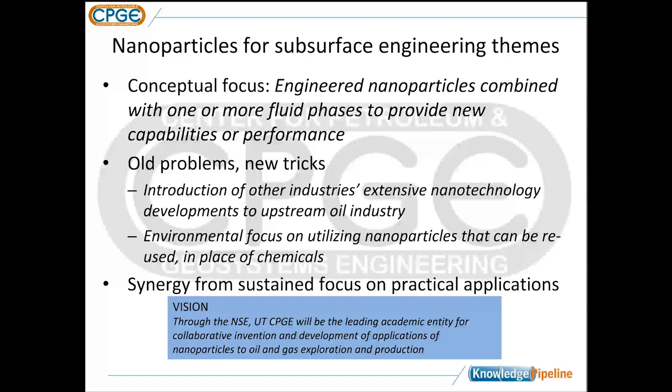Using new tricks to solve old problems. There's a lot of expertise out there in nanotechnology that's been going on in other industries, and we're trying to leverage a lot of that to help solve problems in the upstream oil and gas industry. One of the main reasons for doing this is that we can use nanoparticles to replace some of the chemicals that are used in a lot of these applications. This helps make a lot of our applications a little better environmentally in terms of safety. Overall, we focus on practical applications of nanoparticle usage here.